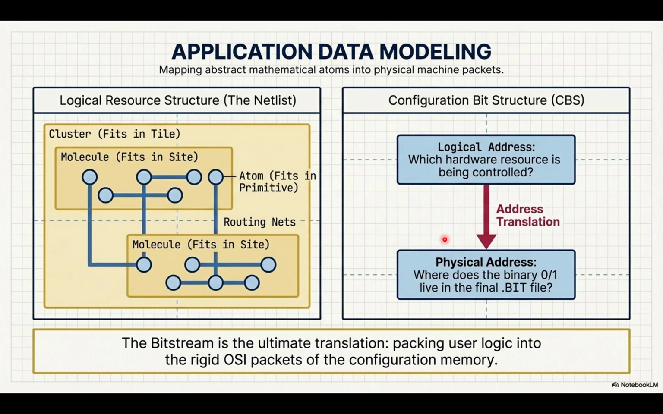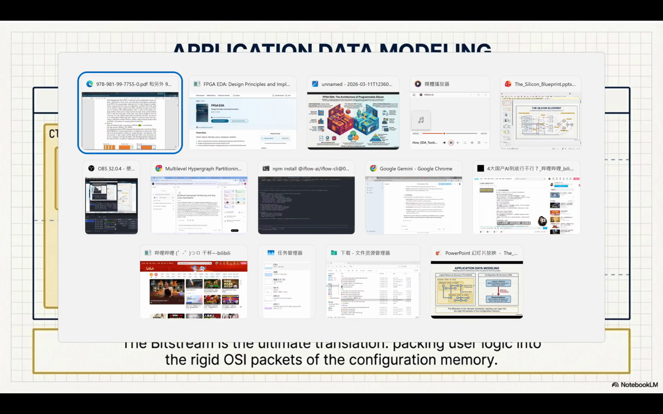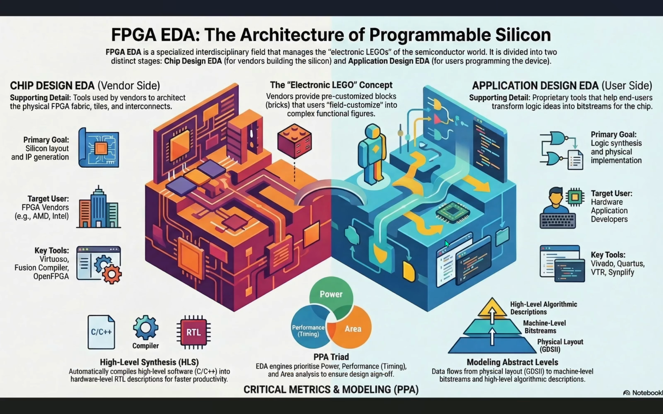And to make this whole translation work, the EDA tools rely on structure models, the logical resource structure and the configuration bit structure. The LRS and CBS. This is a massive mapping operation. The tool takes a logical address, like what the component actually does, and maps it to a physical address, where that specific bit lives in the configuration protocol to make the routing connection happen.